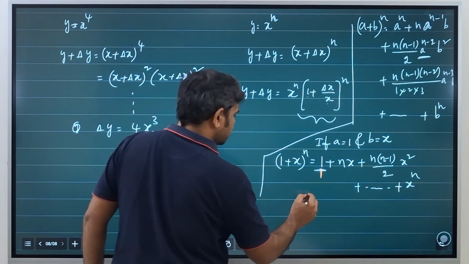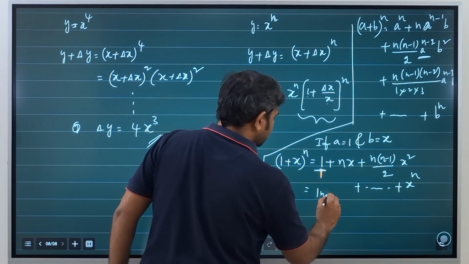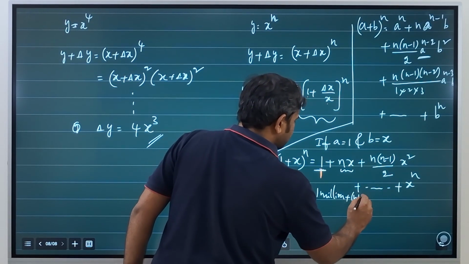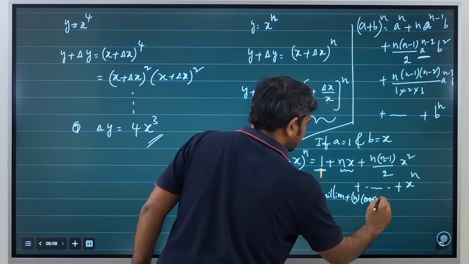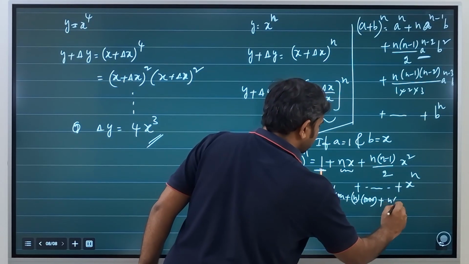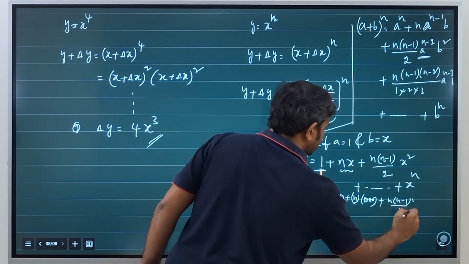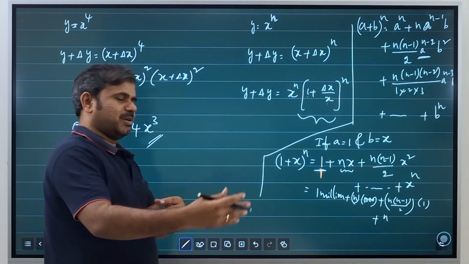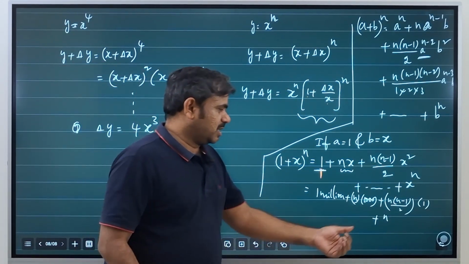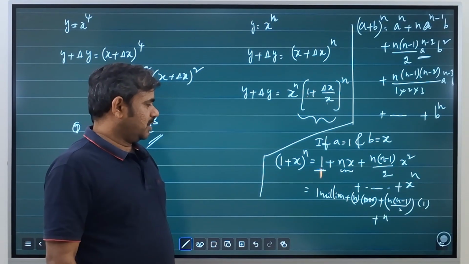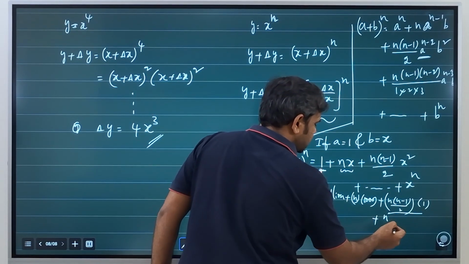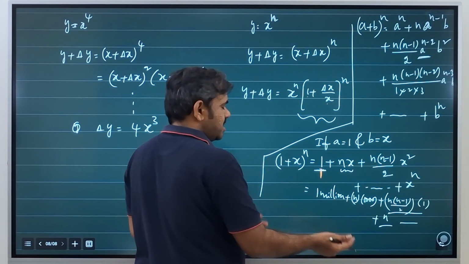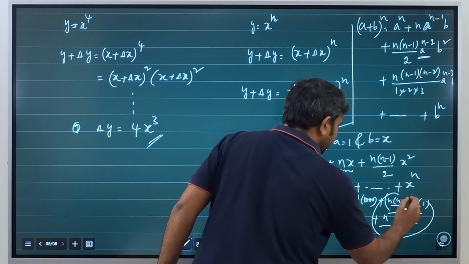Okay, as I told you, if 1 is 1 million rupees, then x is n into 1000 rupees, n(n-1)/2 into 1 rupee, next n(n-1)(n-2)/(1·2·3) into 0.1 paise. So adding 1 rupee, 0.1 paise, 0.01 paise, etc. doesn't add any value to it. So we neglect these higher order terms.